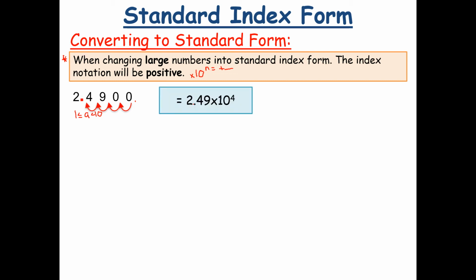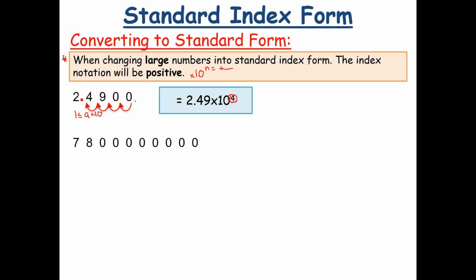Therefore, it's going to be 2.49 times 10 to the power of 4. Remember, because it's a large number, our index notation will be positive. So we have a positive 4 there. So 2.49 times 10 to the power of 4. We've moved our decimal place back 4 times. Let's have a look at another example.